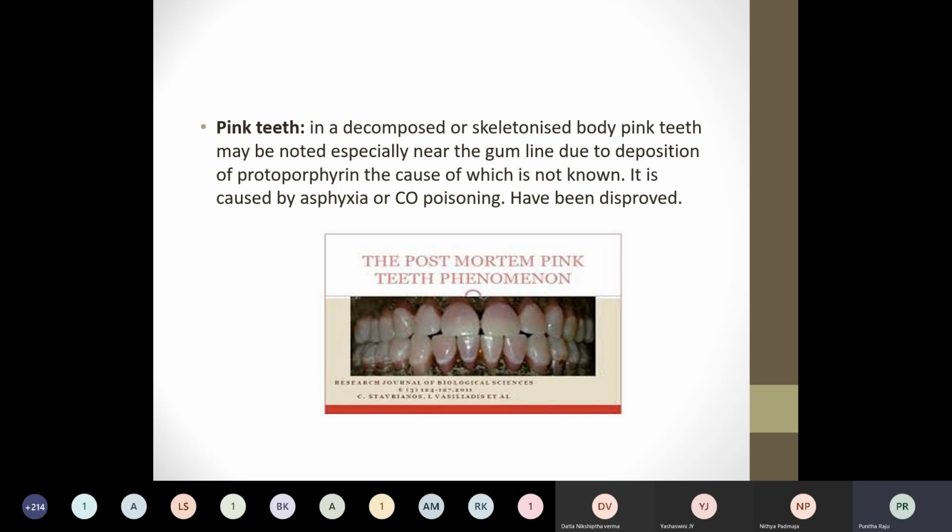It is seen in asphyxia or carbon monoxide poisoning, but the main reason for the pink teeth is not known. Some say that it is due to deposition of protoporphyrin in the teeth, which results in pink teeth. So this you should know, what is pink teeth.